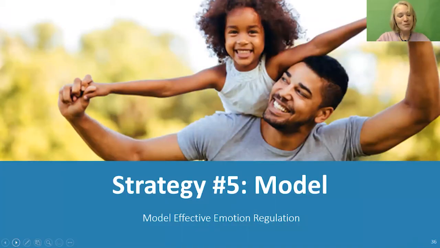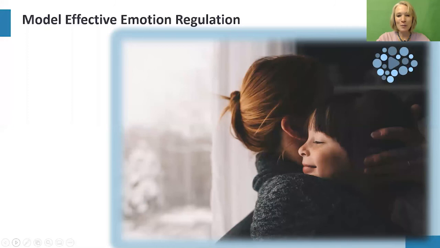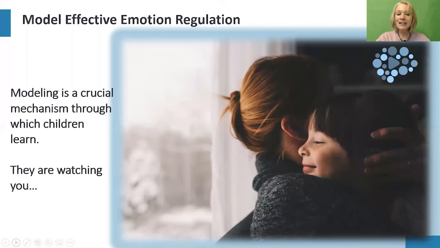And finally, not finally, but almost finally, we have modeling, right? We want to model effective emotion regulation. Modeling is a crucial mechanism through which children learn. They are watching you. So make certain that you, like we've heard, practice what you preach, right? What you do means more than what you say.